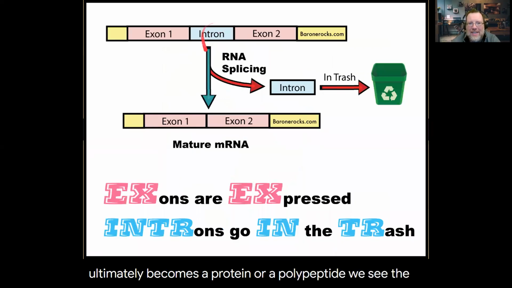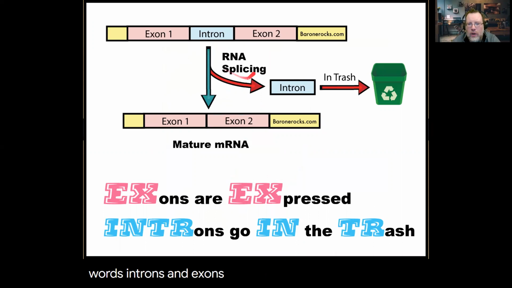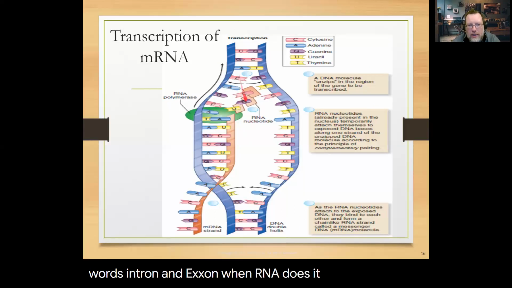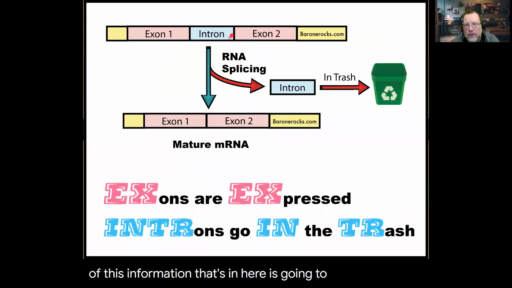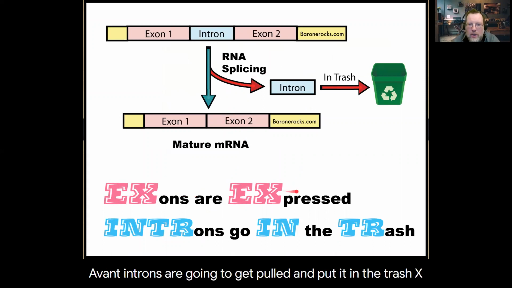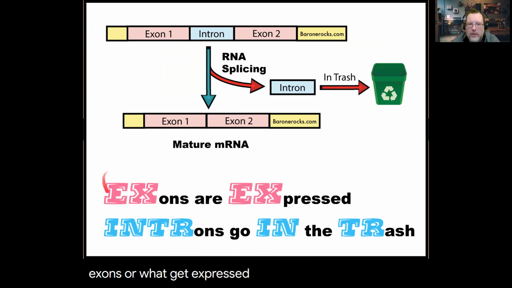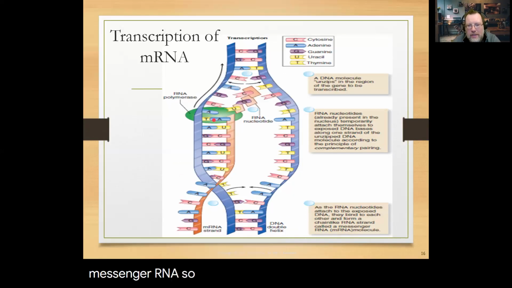We see the words intron and exon when RNA does its splicing. So some of this information that's in here is going to be irrelevant. Introns are going to get pulled and put in the trash. Exons are what get expressed. So when you see exons, that's what ultimately gets expressed in the mature messenger RNA. So there's another step that goes on.